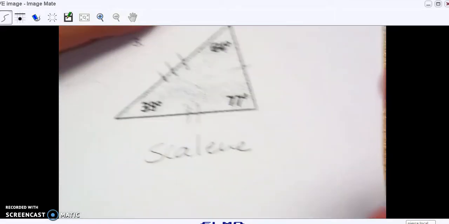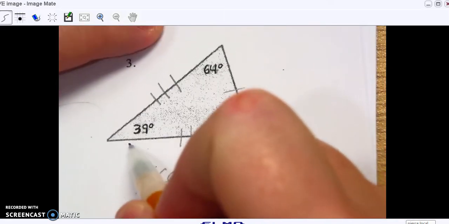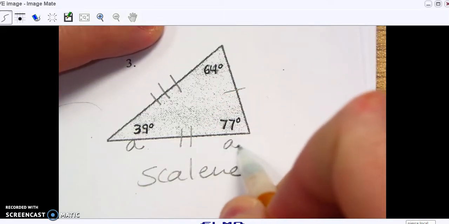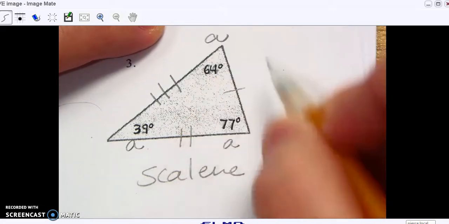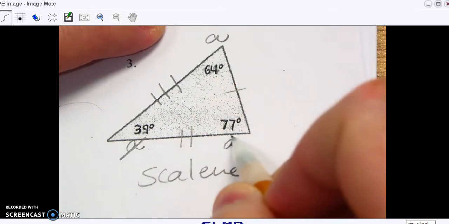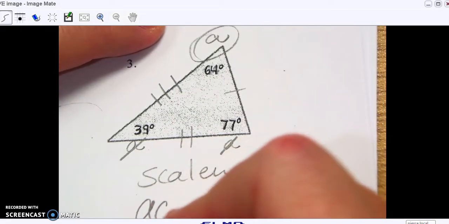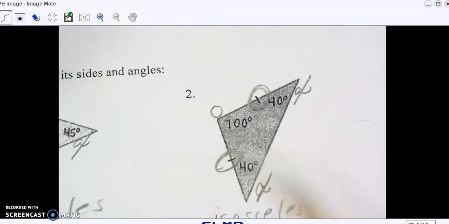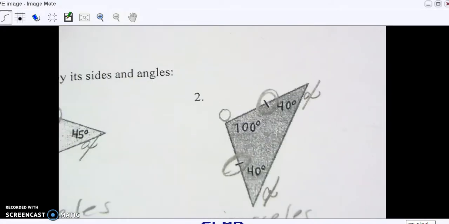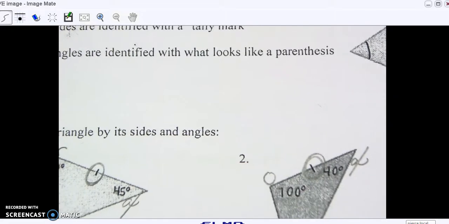Right here, 39 is acute, 77 is acute, and 64 is acute. Cross out two acute, any two you want, but what's left over is acute. So this is an acute triangle. So classify it by its sides by looking at the side lengths. Classify it by its angles by looking at the angle measurements.